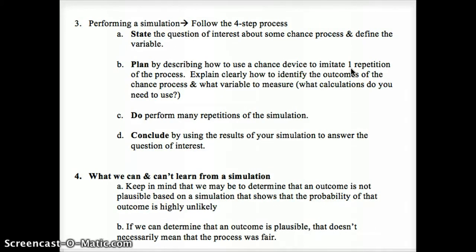We're going to perform many repetitions of the simulation. Again, the law of large numbers. The more times we perform the simulation, it's likely that we're improving our estimate. Conclude: then we're going to interpret our results to answer the question we stated.